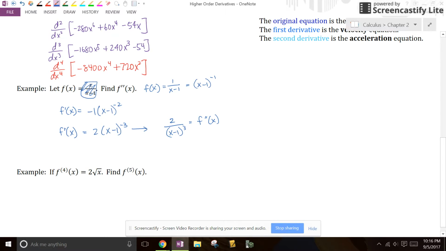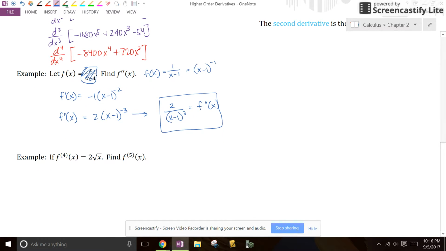So there you go. All right, and one last one. Why not give you a radical? For this last one, we're given the fourth derivative, and I want to find the fifth derivative. So I have to take the derivative one more time. This is 2 times x to the half power. Let's take that fifth derivative using our power rule.